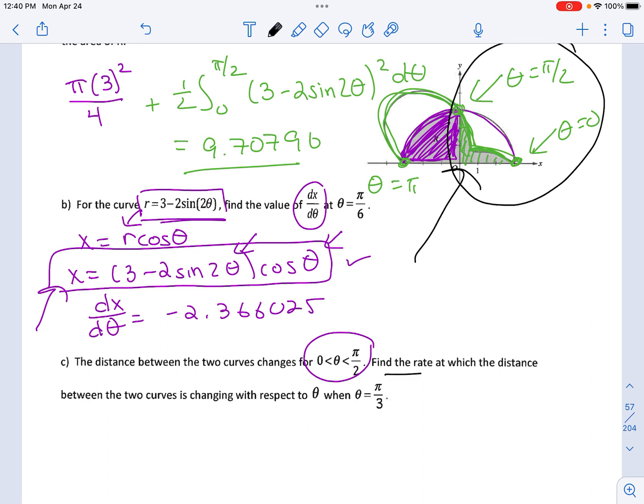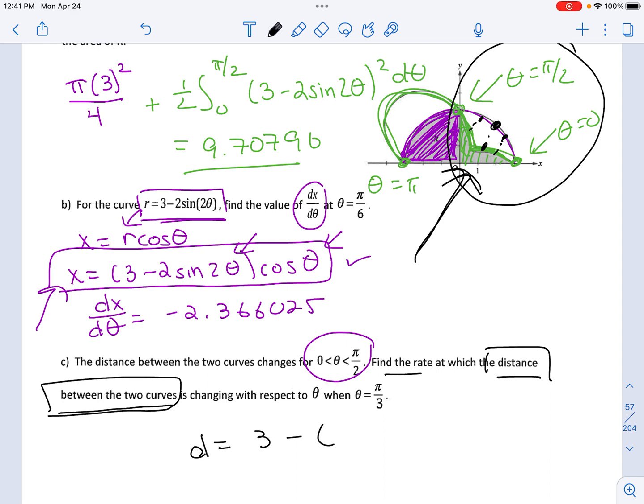So I need to find the derivative of the distance between the two curves. So I need to figure out an equation for the distance between the two curves. Distance is just, if you think about in polar, remember your r variable is the distance from the origin. So the distance between the two curves would just be the difference in your r coordinate at any particular point. And notice if you are in quadrant 1, and you always want your distance to be positive, it's always the purple graph minus the green graph. So your distance would just be 3, the purple graph, minus the green graph.